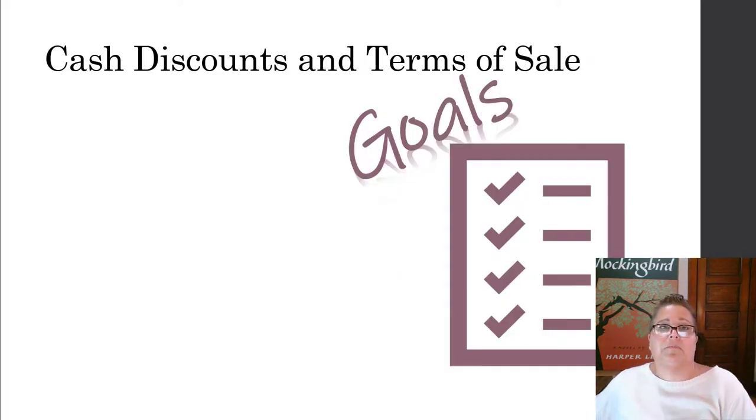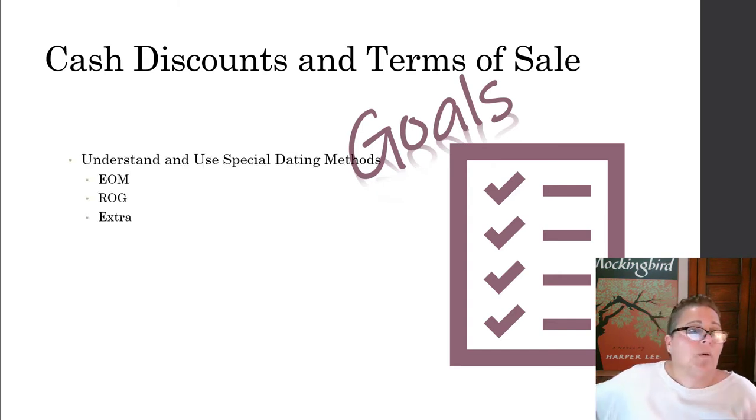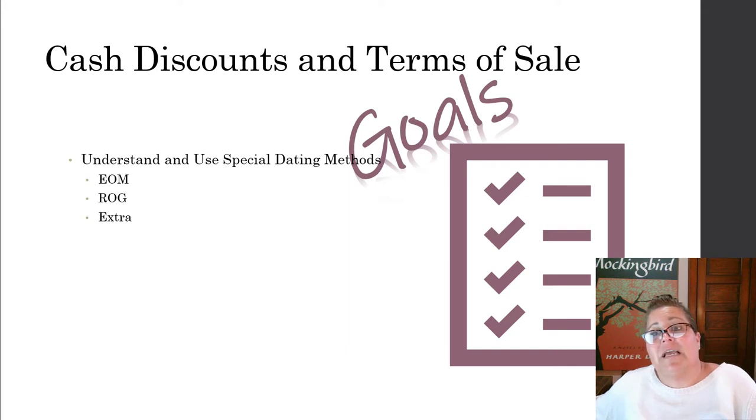Our goals specifically for this section. We want to understand and use the specialty dating methods. This includes the big three: EOM, ROG, and extra. EOM stands for end of month. ROG is receipt of goods. And extra is just extra days.